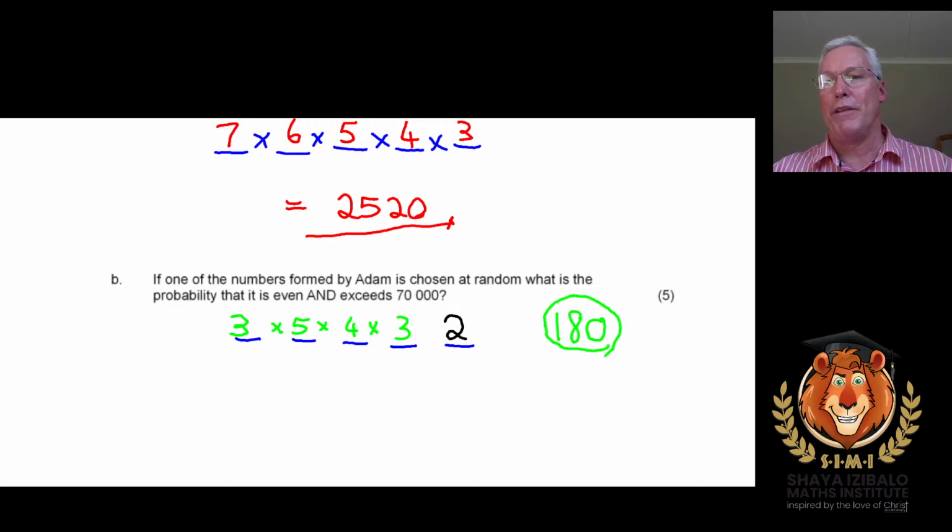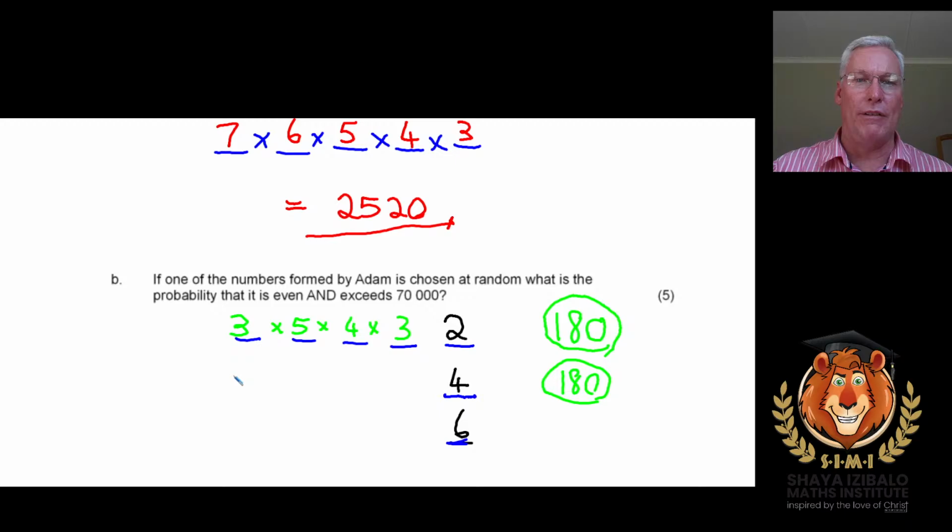Now, the other possibility, obviously, is that it could end in 4 or 6, and exactly the same thing is going to happen. Each of these is going to end up with 180 possibilities, because I could still only have a choice of 3 for the front here.